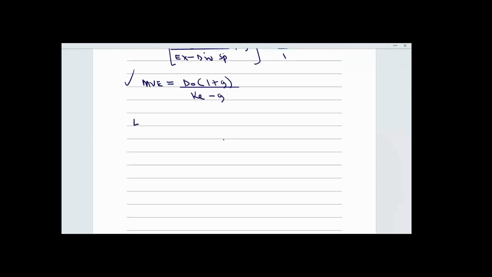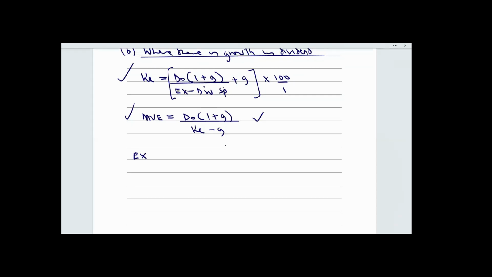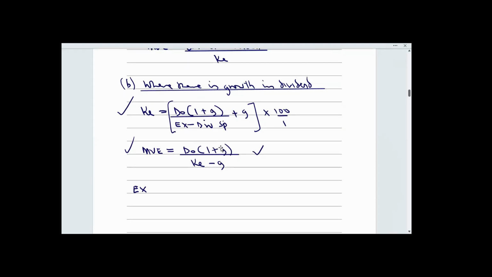Please, sir, can you recap the last formula you just stated? The last formula, the market value. Yes. I said this market value of equity formula is used when you are given the growth rate in the question and you are asked to calculate the market value of equity.